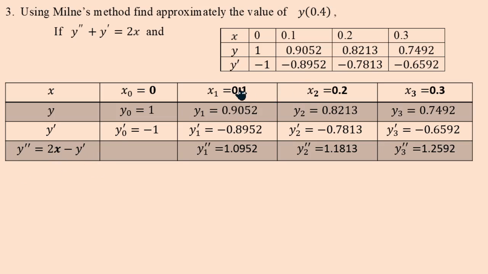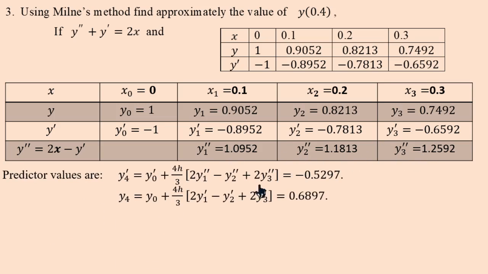2 into 0.1 minus 0.8952, that is 1.0952. Next 2 into 0.2 minus 0.7813, that is 1.1813. 2 into 0.3 minus 0.6592, that is 1.2592. After calculating y1 double dash, y2 double dash, y3 double dash, use these values to find y4 dash.